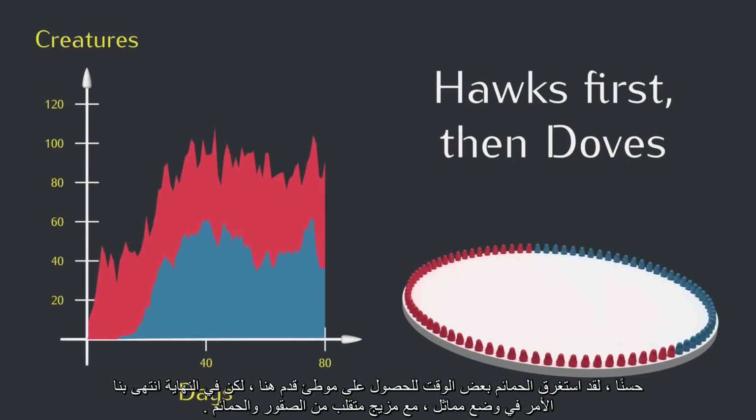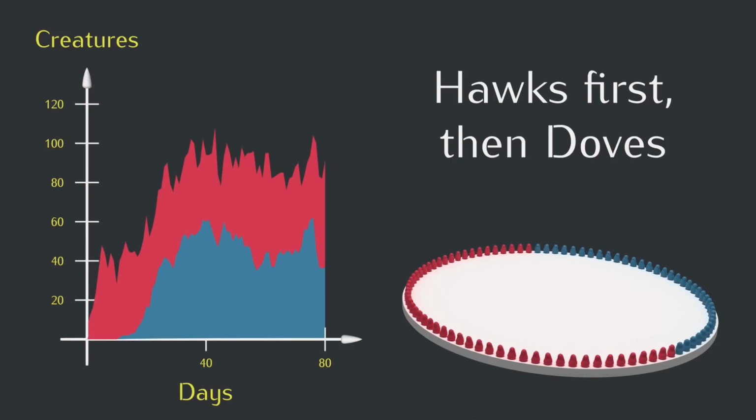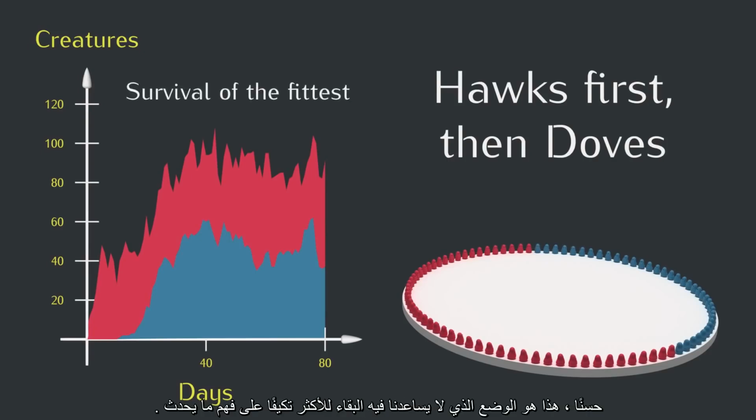Okay, so it took the doves a little while to gain a foothold here, but eventually we end up in a similar situation with a fluctuating mixture of hawks and doves. So why do we care? Well, this is a situation where survival of the fittest doesn't help us understand what's going on. There isn't one fittest strategy.